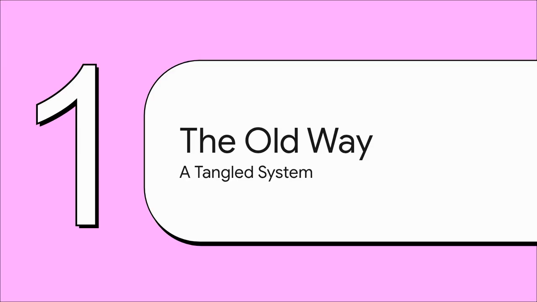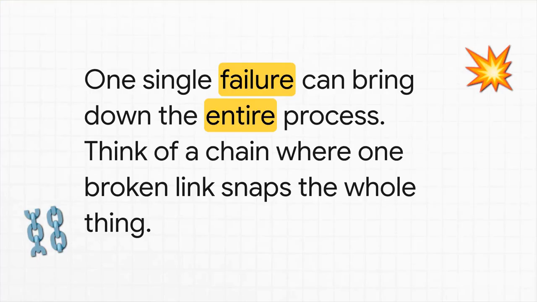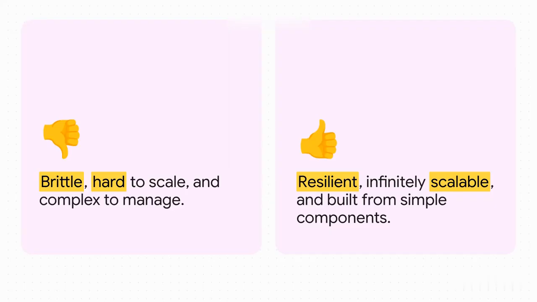Let's explore what I like to call the old way of doing things, the tangled checkout system. So traditionally, all the different jobs in a checkout process, handling the payment, checking the inventory, getting shipping ready, were all kind of mashed together in one giant single application. Think of it like a metal chain. If just one single link in that chain breaks, maybe the inventory check fails for a second, the entire chain snaps. The whole process just grinds to a halt. It's incredibly fragile.